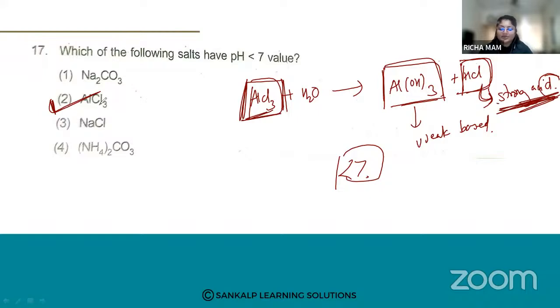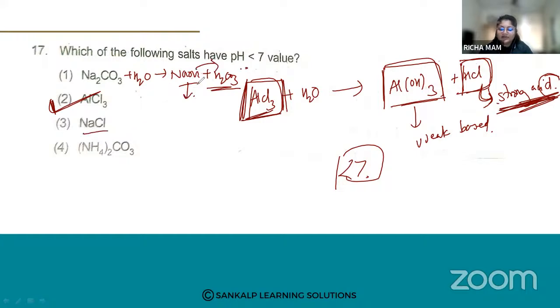Okay, so option number two. When you have sodium carbonate in water, it will give you NaOH plus H2CO3. Here carbonic acid is a weak acid and NaOH is a strong base. So pH will be more than 7.